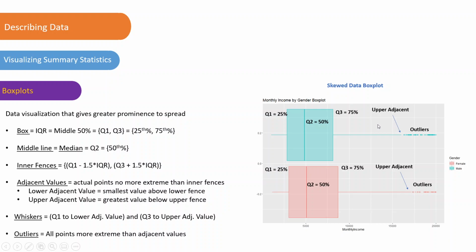So your inner fences, that's not my terminology, that's what they're called, is just going down from Q1 by 1.5 times whatever your interquartile range is, and then up from Q3 by 1.5 times whatever your interquartile range is. And again, it's an attempt to account for the spread in your data, right?